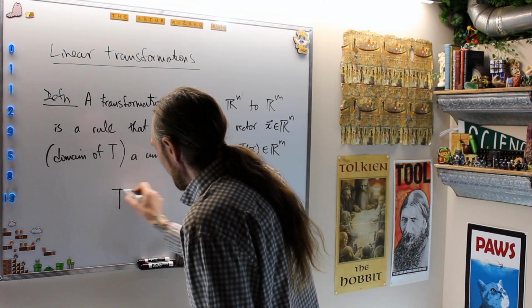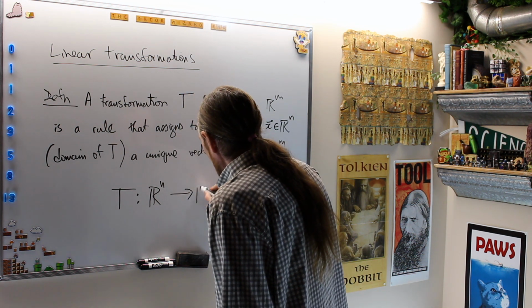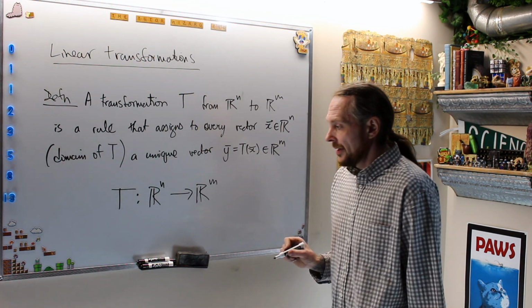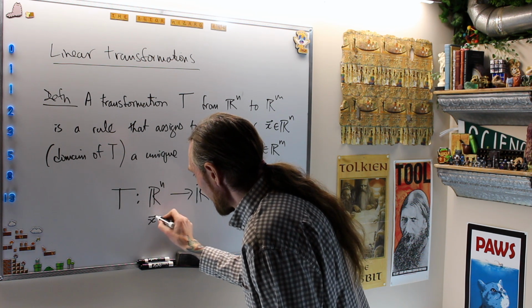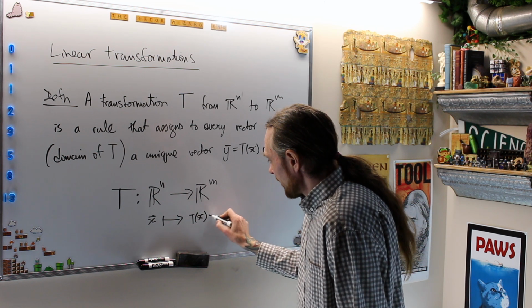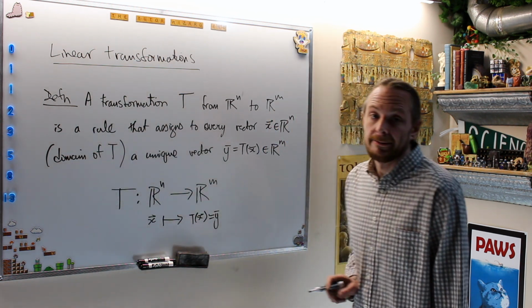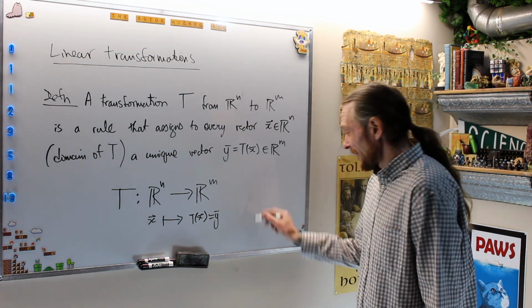Our notation for that is going to be T goes from Rn to Rm, and then we write this just like functions. We're going to say that we take a point x in here and it gets mapped to T of x, which we're going to call y, or u and v, or w and x, or doesn't matter what I call them, but this is just like functions.